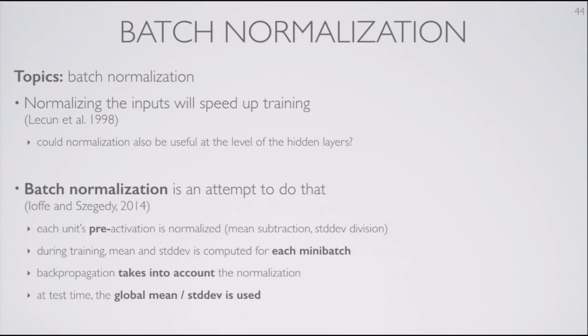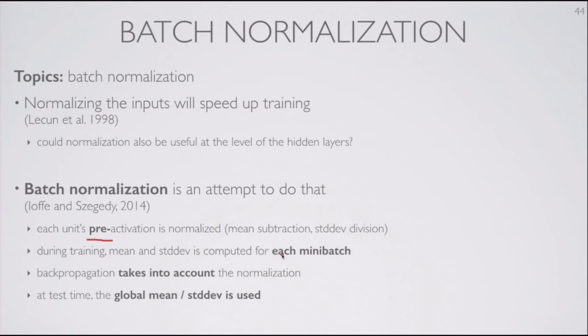And so it would be very expensive if every time I did an update of my parameters, I recomputed the means and the standard deviations of all of my units. So batch normalization addresses some of these issues as follows. First, the normalization is going to be applied on the pre-activation, so not the activation of the unit, but before the nonlinearity.